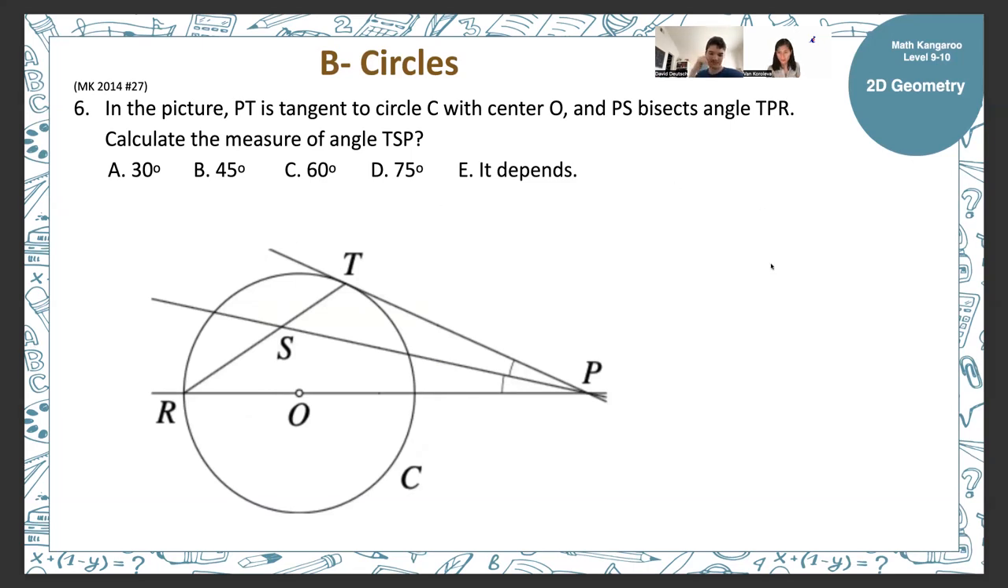David, could you do this question, please? Okay, here we go. In the picture, PT is tangent to circle C with center O, and PS bisects angle TPR. Calculate the measure of angle TSB.